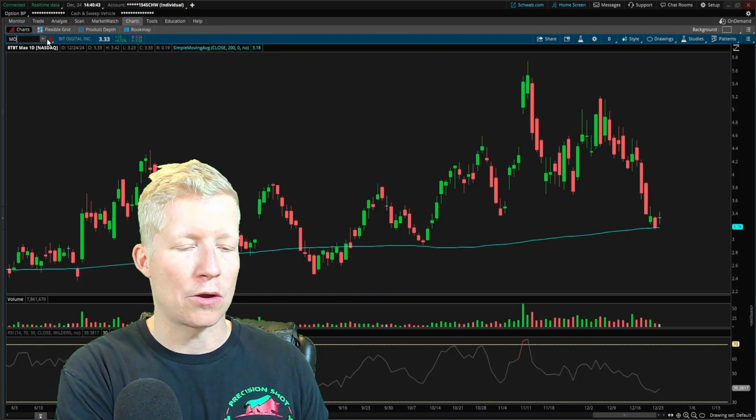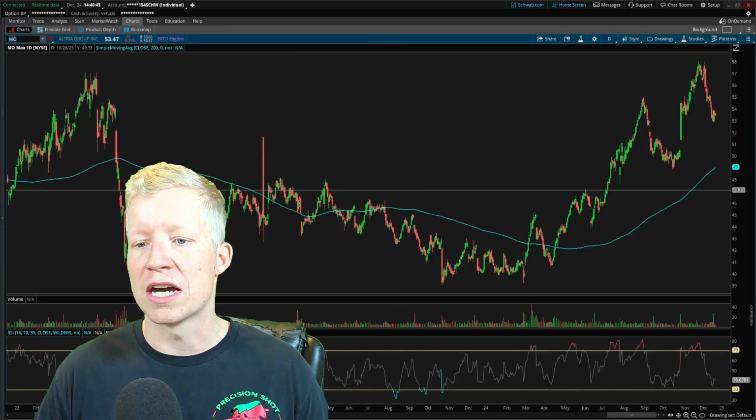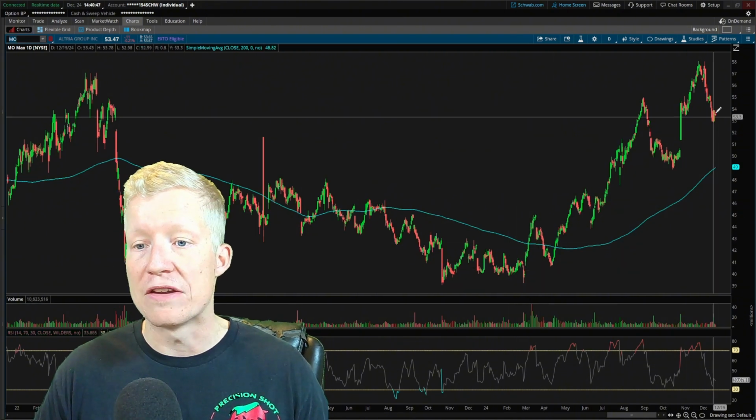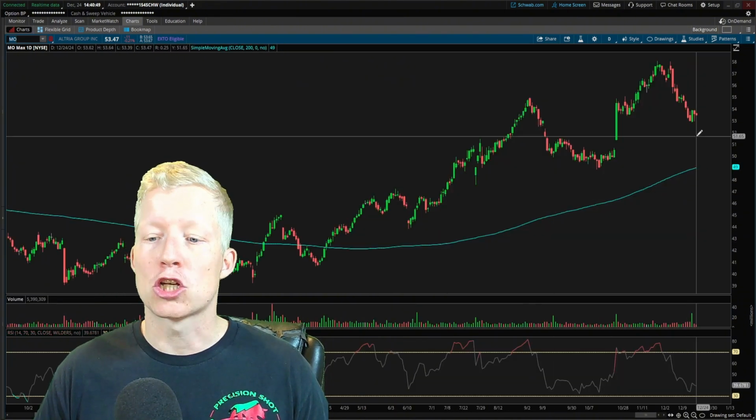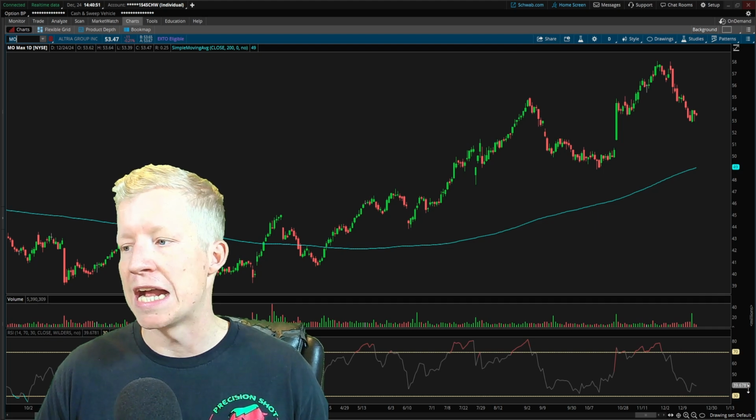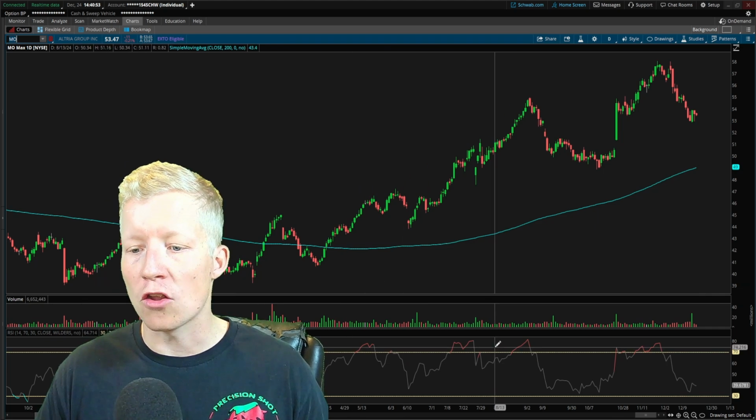The third and final stock we'll look at is MO, which is Altria. This is a stock that has been on a very, very nice run lately, right? Currently on a dip, current RSI 39.6. And look at all the other times.